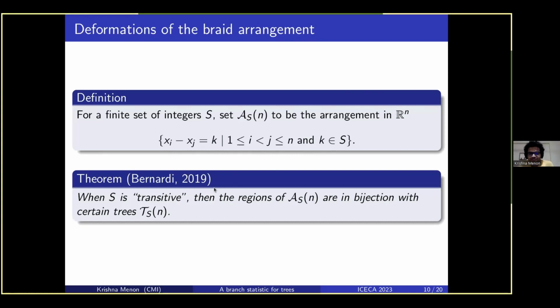Now we have this nice result by Bernardi from a few years ago. That is, when S is transitive, which just means S satisfies certain conditions, which I won't be going through, the regions of this arrangement, A_S of n, are in bijection with a certain set of trees, which I'll call T_S of n. And one thing I'll mention is that this transitive condition is not too restrictive, in the sense that many popular arrangements of this form, these arrangements called the Catalan, linial, Shi, and their extended versions, are all transitive. So this is a fairly general theorem.